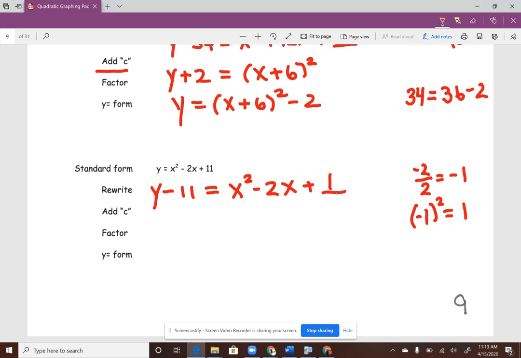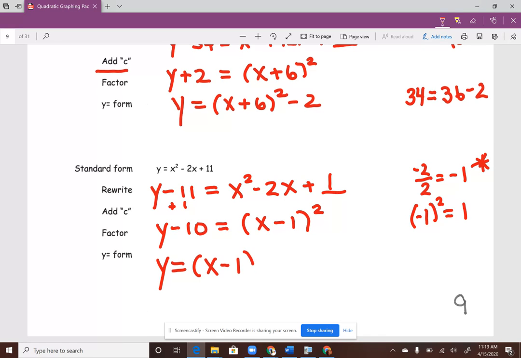So now I'm going to add the 1 to both sides. So that gives me y subtract 10 equals x minus 1 squared. Remember that -1 comes from when I took half of that. This is an application of completing the square. Then I want it in y equals form, so I have to move the 10 back to the other side.